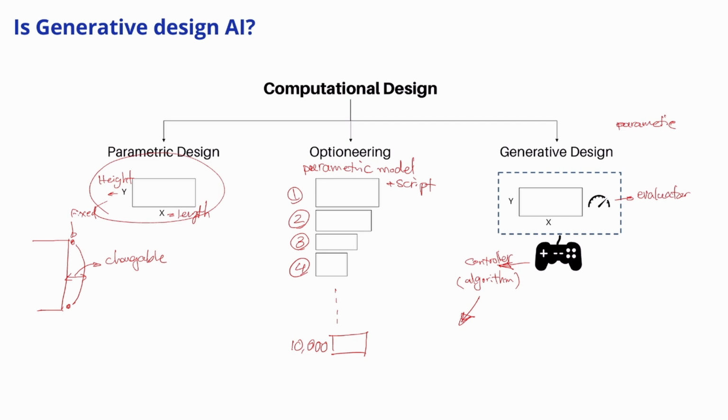For this controller, if we choose to use an evolutionary algorithm, then we'll be using AI algorithms in generative design. But if we choose not to use an evolutionary algorithm or AI algorithms, we don't use AI in generative design. AI is not generative design, and generative design is not AI, but we can choose to use AI in controlling the geometry system in generative design.